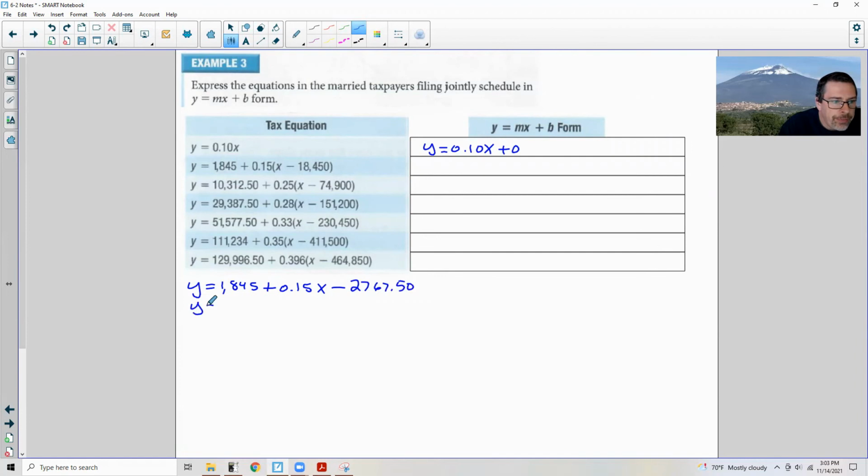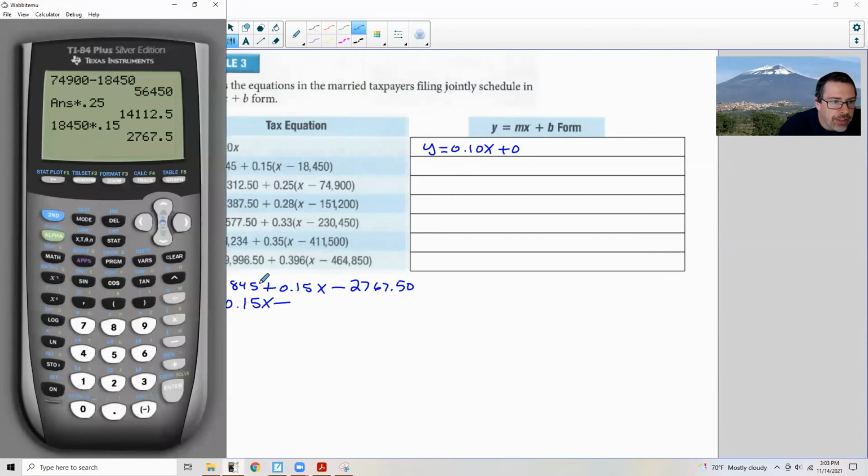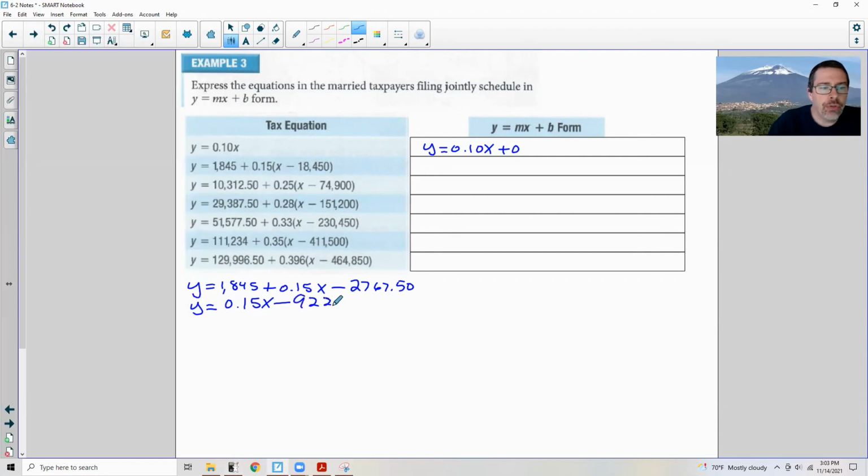And then when I simplify, 1,845, so we're going to get 0.15x minus the difference of this constant and this: 1,845 minus 2,767.5. And when I do that, I get negative 922.50. Okay, so I'll put that here. Y equals 0.15x minus 922.50. Okay, we keep doing this. I'll just change colors every time.